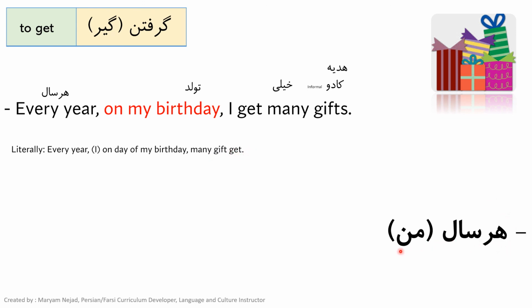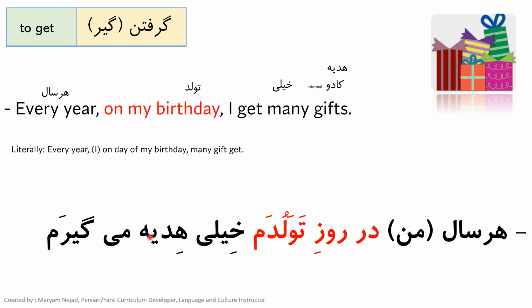هر سال من در روز تولدم خیلی هدیه میگیرم. One more time. هر سال من در روز تولدم خیلی هدیه میگیرم. All right, there are a few points here that you need to know. Why is this noun singular and not plural? Because in English you say gifts, but why is it singular here? The reason is because we have خیلی before that, and خیلی is already indicating plural, so the noun stays singular.